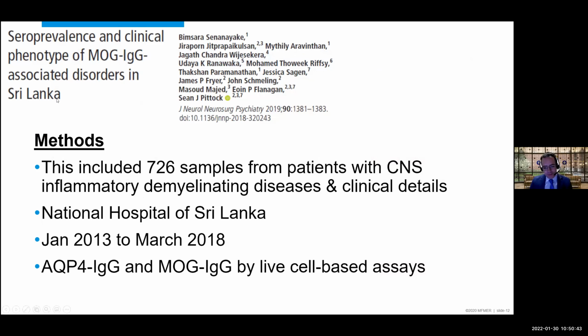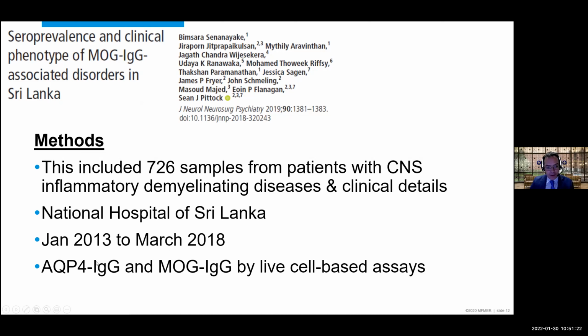And I think that the most important study that arose from this, and I will mention that currently I'm involved with a group that's creating diagnostic criteria for the MOG antibody-associated disease, has been highlighted as being especially important, highlighting some regional differences in Sri Lanka compared to other regions of the world. In this study, there were 726 consecutive samples from patients with CNS inflammatory demyelinating disease, and who we had clinical details available. This was from the National Hospital of Sri Lanka, over the course of 5 years from January of 2013 to March of 2018.